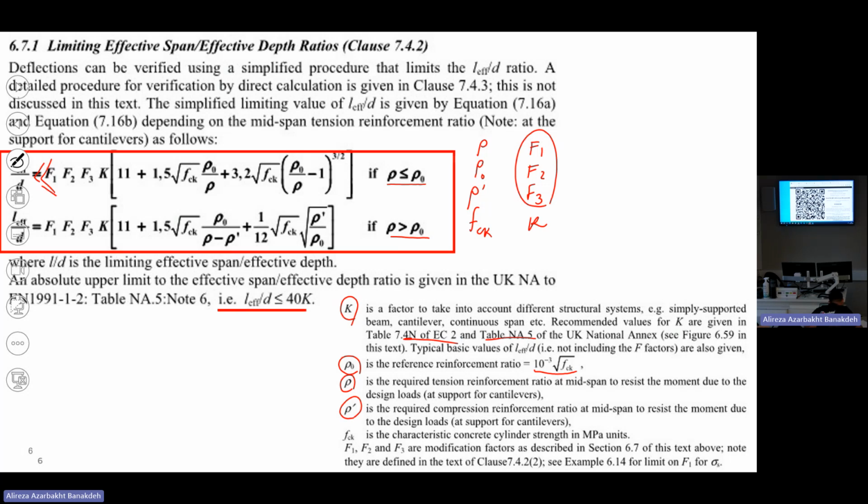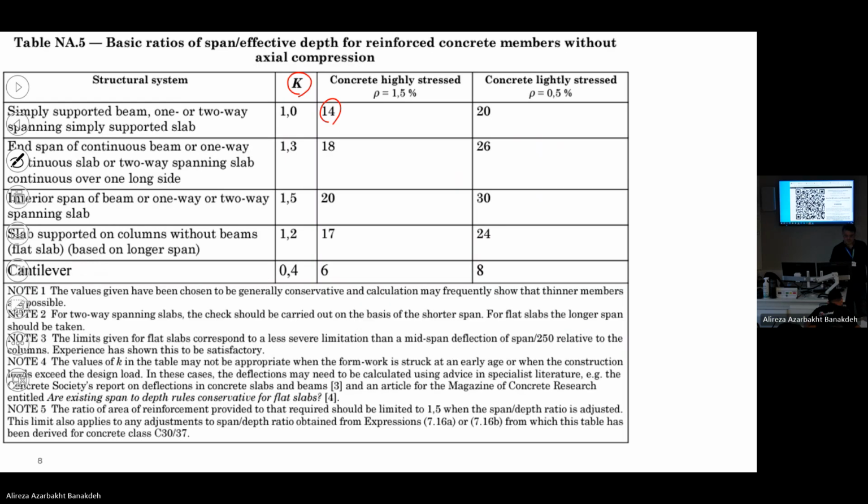FCK we have 40 megapascal. K we just got from that table. We need F1, F2, and F3. That's it. All right? Okay. For simply supported, K is 1. All right? Although there are many parameters, most of them are 1 or something.